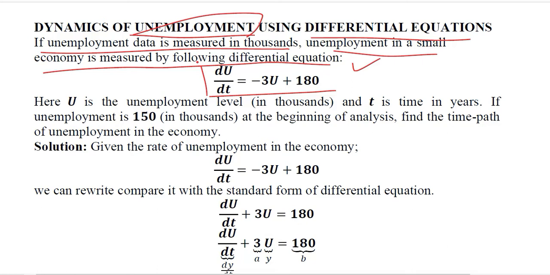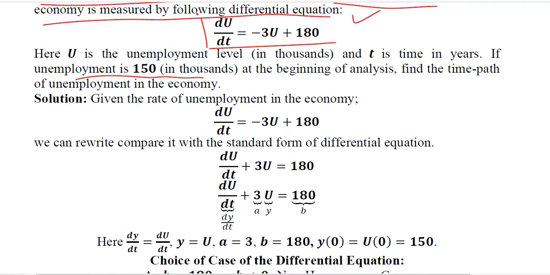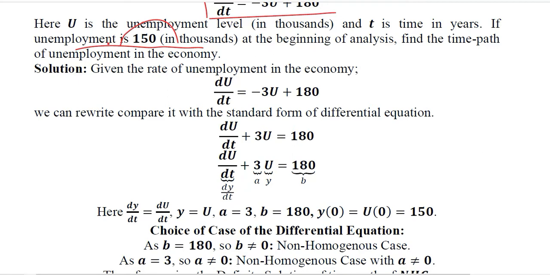And unemployment is 150 in thousands at the beginning of the analysis period. We have to find the time path of the unemployment. This is the initial condition, so we are going to use this information in order to definitize the solution.